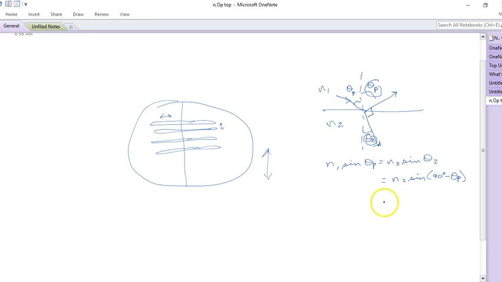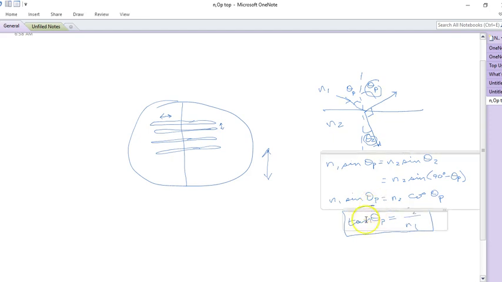Well, then the sine of 90 minus theta I can write as the cosine of theta. So now I have n1 sine theta p is n2 cosine theta p. I can find the polarization angle for a particular interface by doing an arctangent. So the tangent of theta p is going to be n2 over n1. So that's where you get that formula.